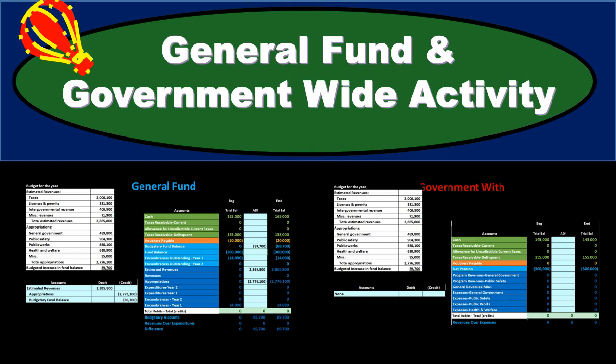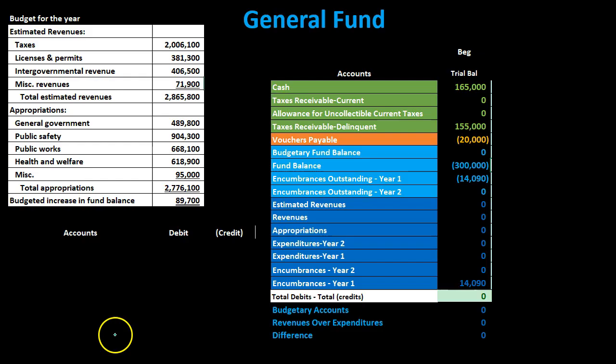In this presentation, we will work a fairly comprehensive problem comparing the general fund and the government-wide activities. We're going to start off with the general fund, and we're going to compare side by side as we record transactions to the general fund. Then we will compare and contrast them to the government-wide activities.